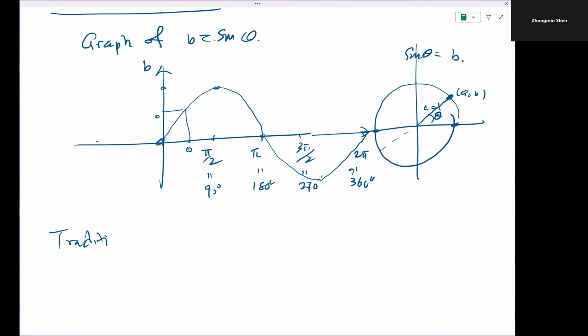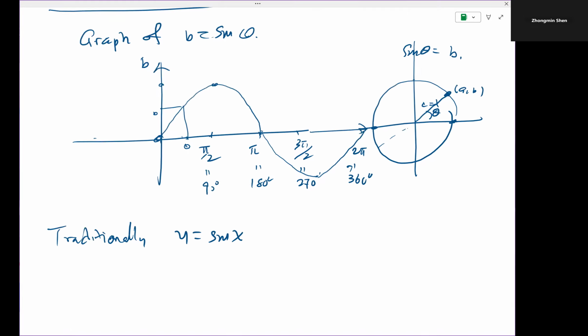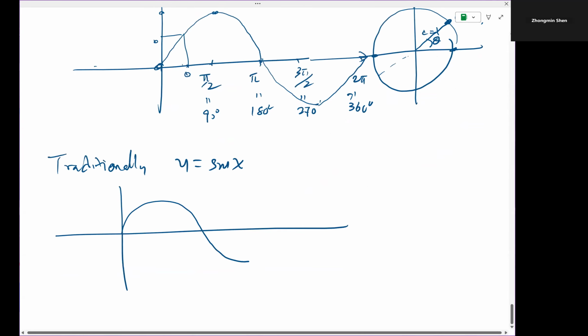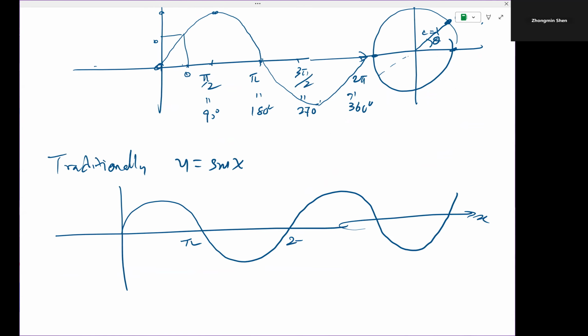Traditionally, we use the x value and the sine value. So this will be a periodic function. And here will be pi, 2 pi, 3 pi, 4 pi. It's periodic. Got it? This is the graph of sine x. So sometimes negative, sometimes positive.